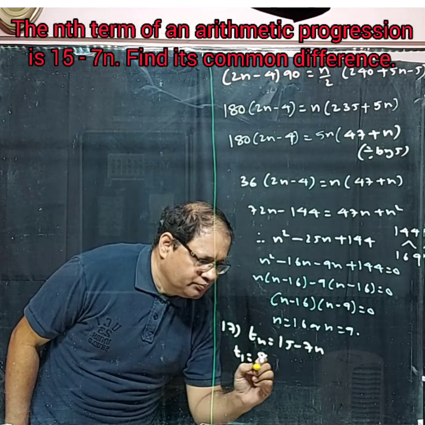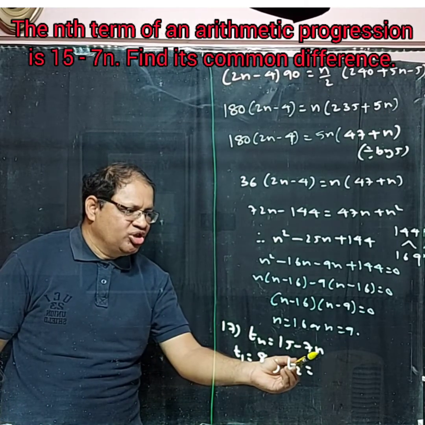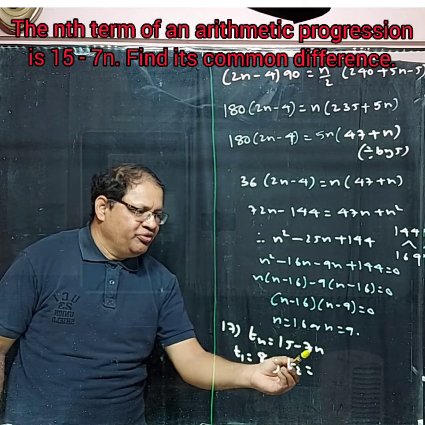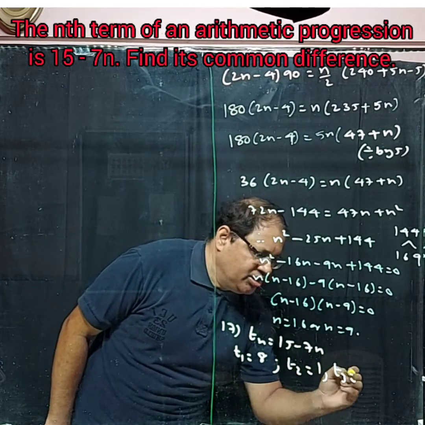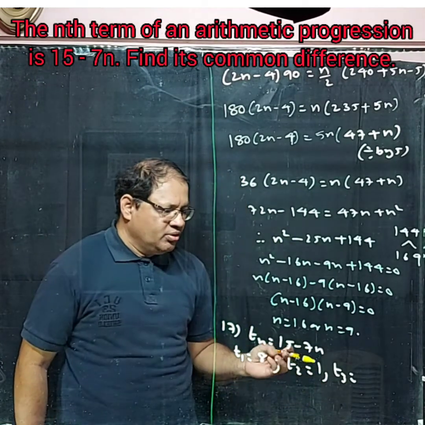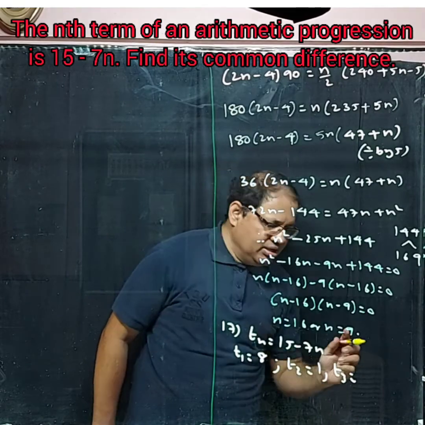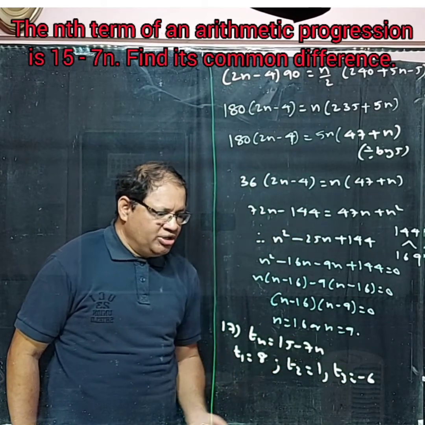Now t2. T2 means instead of n put 2. So 15 minus 14, that is 1. Then t3, instead of n put 3. 15 minus 21, minus 6. So on and so forth.